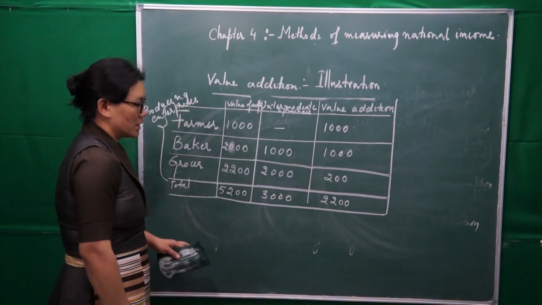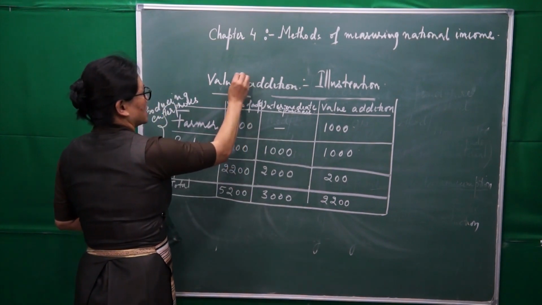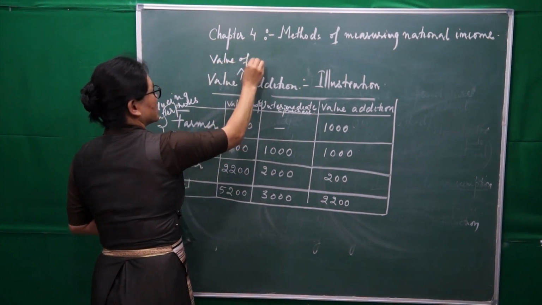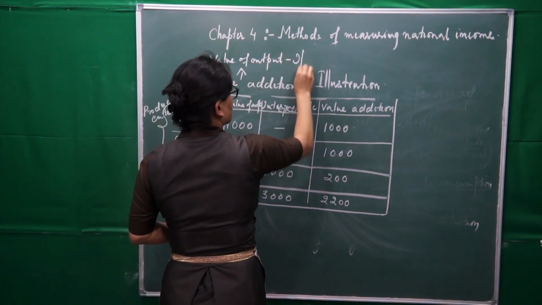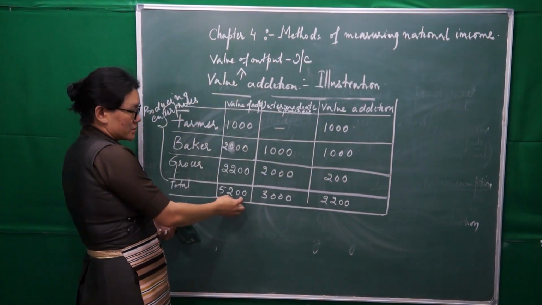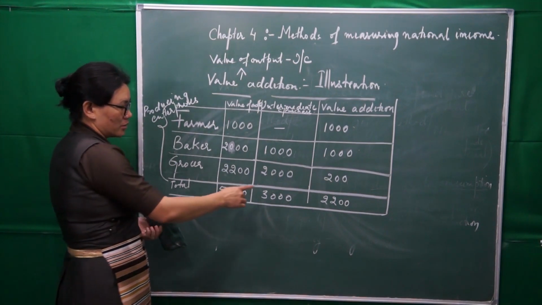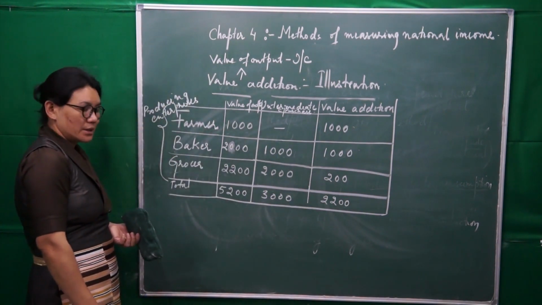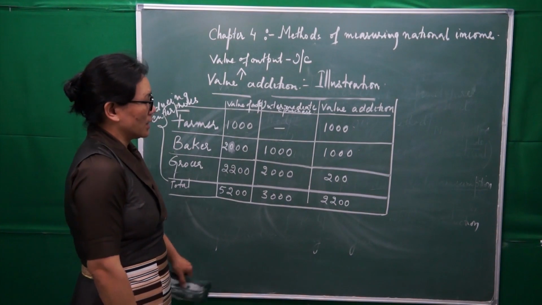Now, we will cross check whether the value addition, that is this much, 2,200, is correct or not. So, what is this value addition? Value addition is the difference between value of output minus intermediate consumption. So, do this. See, 5,200 and 3,000. How much you will get? You'll be getting 2,200. Right? Is that clear? Okay.